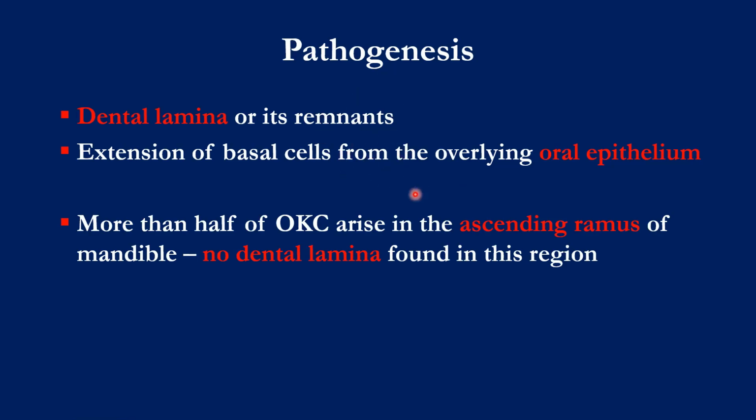So please go back and look if you have any confusion in understanding this part. There was a contradiction to believe that dental lamina is a source for the pathogenesis of OKC, because more than half of the OKC arise in the ascending ramus of mandible, where no dental lamina is found. There is an absence of dental lamina in this region. Hence, there is a question as to, is it the dental lamina and its remnants which is responsible for the origin of OKC? So, recent concept is that PTCH gene is what is responsible for the pathogenesis, especially for the parakeratinized type of OKC, because this is involved in proliferation and tumorigenesis.